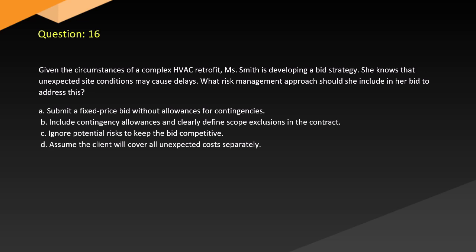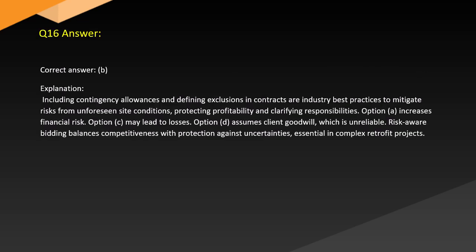C. Ignore potential risks to keep the bid competitive. D. Assume the client will cover all unexpected costs separately. Answer. Correct answer: B. Explanation. Including contingency allowances and defining exclusions in contracts are industry best practices to mitigate risks from unforeseen site conditions, protecting profitability and clarifying responsibilities.